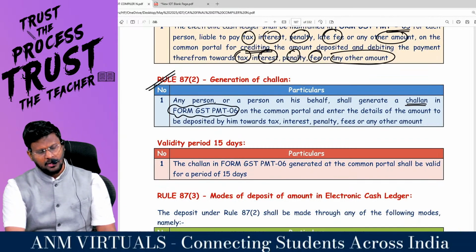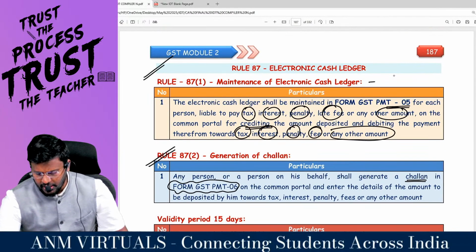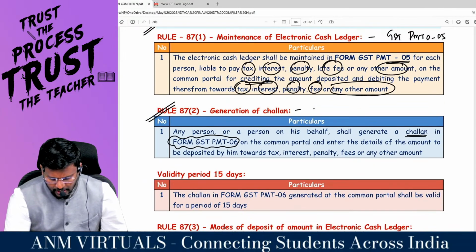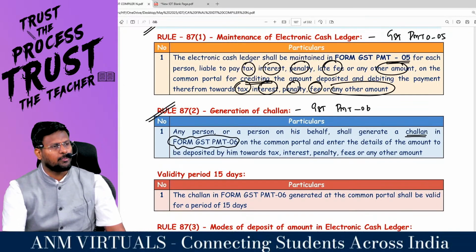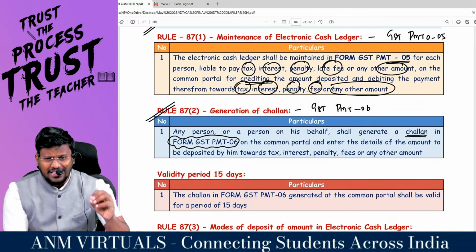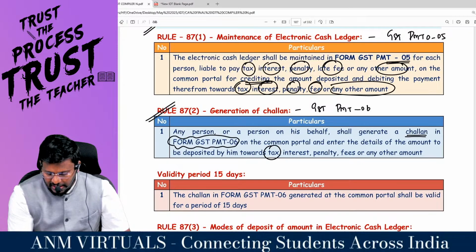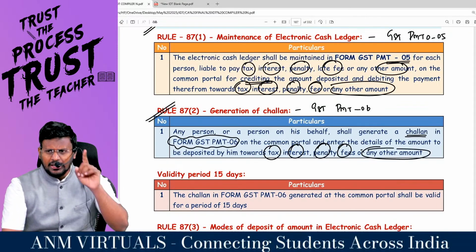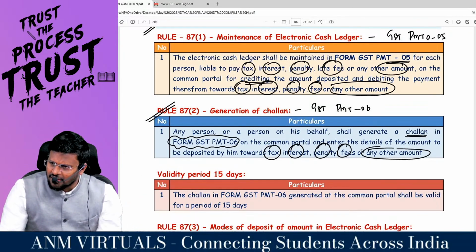Sir, what is the form in which the electronic cash ledger is maintained? That is form GST PMT 05. Whereas the challan will be generated in form GST PMT 06 on the portal. And enter the details of the amount to be deposited by him towards tax, interest, penalty, fees or any other amount. That means, sir, are you interested to deposit any amount in the electronic cash ledger?